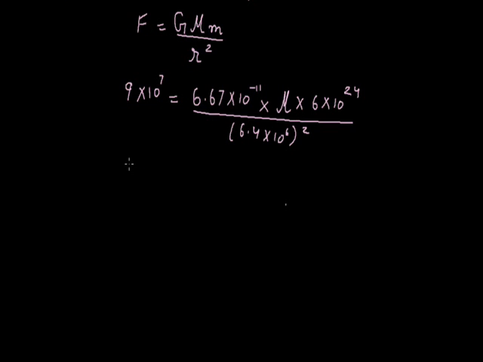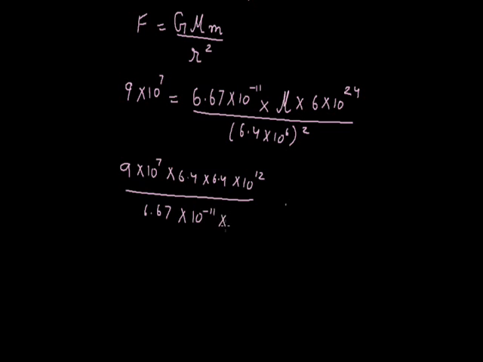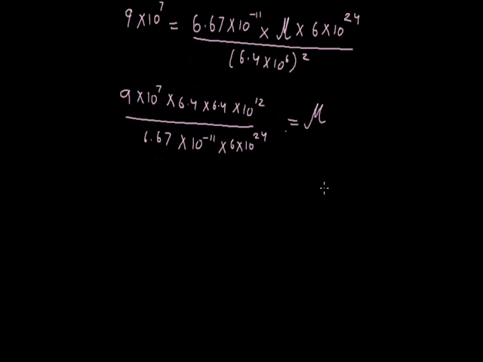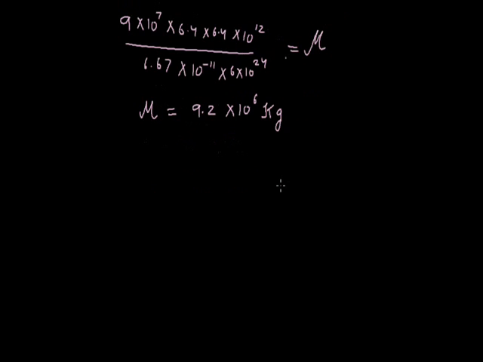Now solving it, we will be getting 9 into 10 raised to the power 7 into 6.4 into 6.4 into 10 raised to the power 12 over 6.67 into 10 raised to the power minus 11 into 6 into 10 raised to the power 24 is equal to capital M. Now the value of capital M on solving will be 9.2 into 10 raised to the power 6 kg. So this is the value of capital M. So the force, that is 9 into 10 raised to the power 7, exists between the mass of Earth and a mass of a body, that is 9.2 into 10 raised to the power 6. So this was our first question.